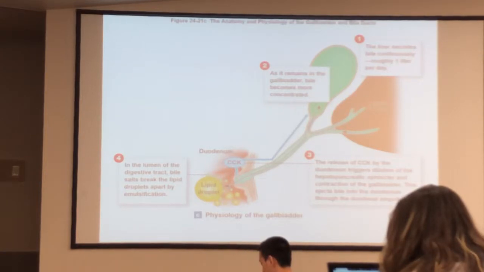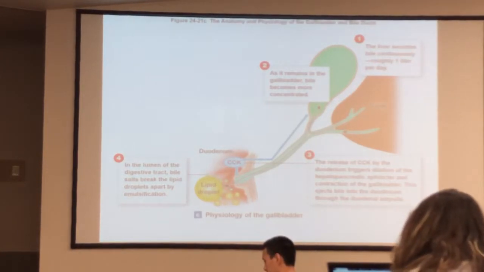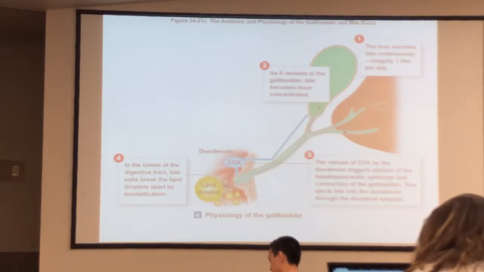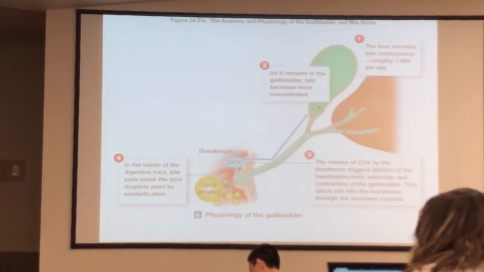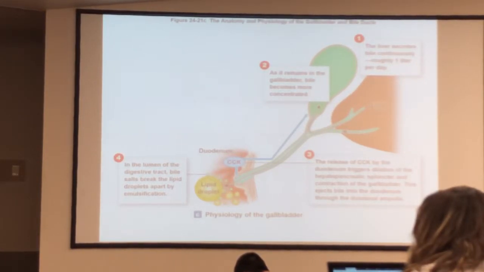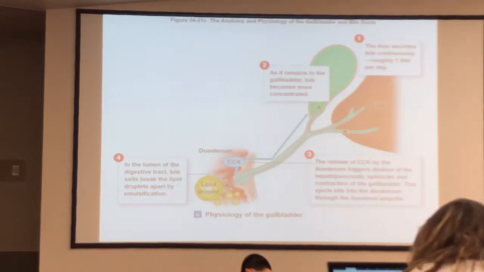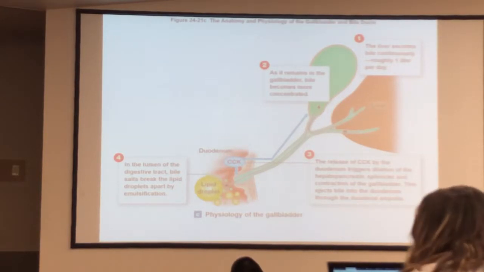Okay? So I would tell someone, if you are vegan, if you don't eat any kind of meat, and you don't eat a lot of fat, then you have a problem. Because your CCK is very low, and your bile becomes more and more concentrated in the gallbladder, and that increases the chance of becoming a stone. Okay.